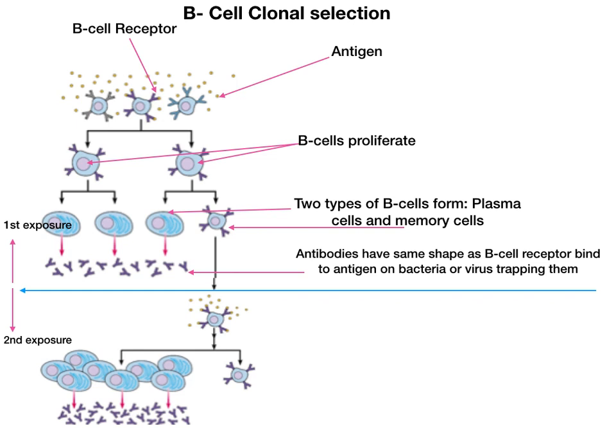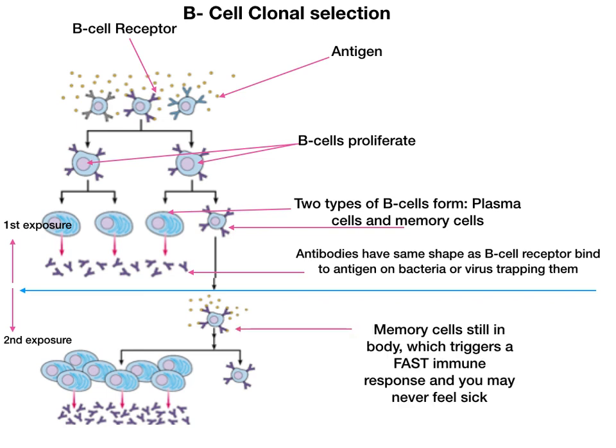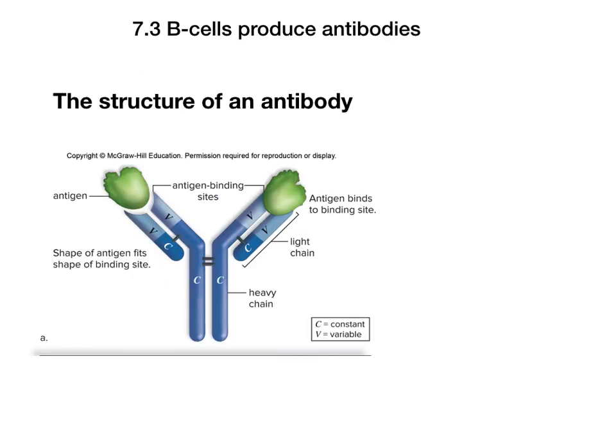And we refer to, once you've already been exposed to something, you have immunity, right? Right now with the coronavirus, people that have had it have immunity. They can go out and about because they won't get sick again, and then they're not contagious either. So the second exposure is quicker. Why? Because the memory cells are still in the body, which triggers a fast immune response, and you may never feel sick.